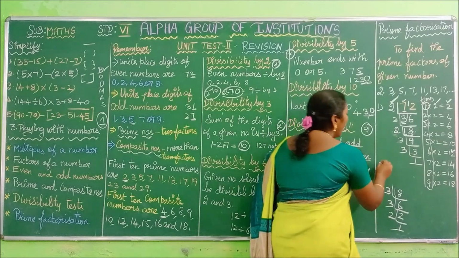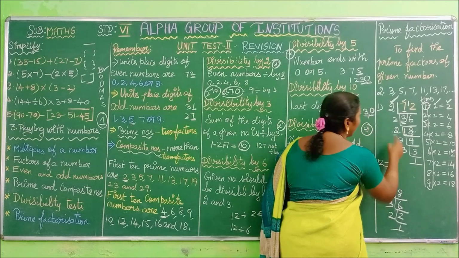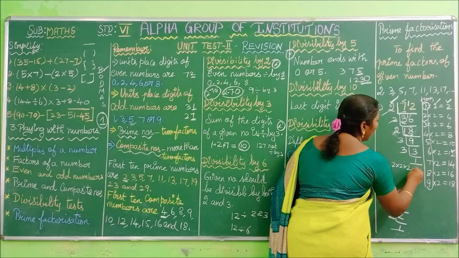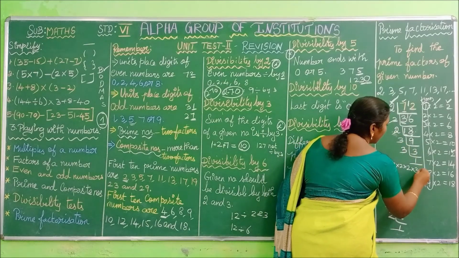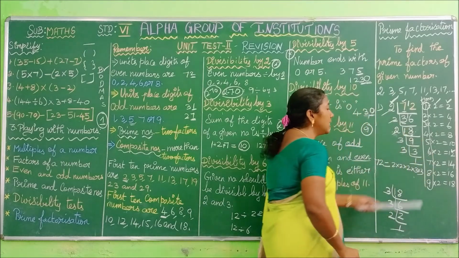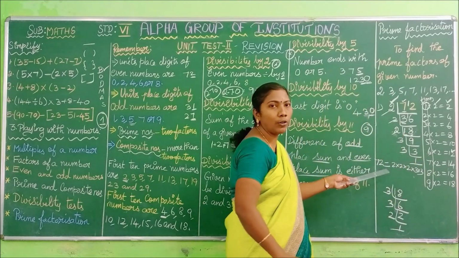See here. How do you write the answer? 72 equals how many 2s? 1 2 3 2s: 2 into 2 into 2. How many 3s? 2 3s. So your answer is 2 into 2 into 2 into 3 into 3. These are the prime factors of 72.